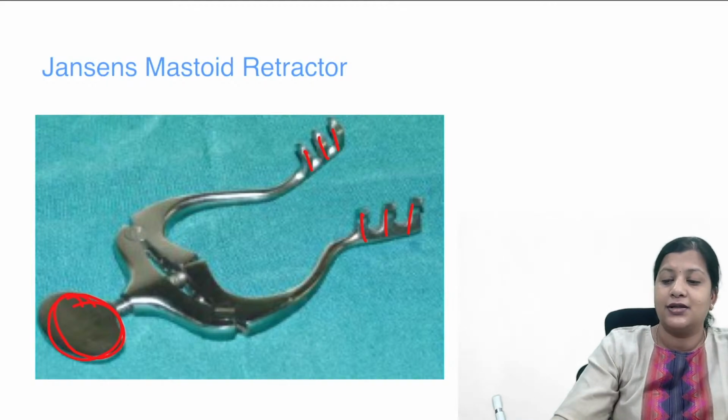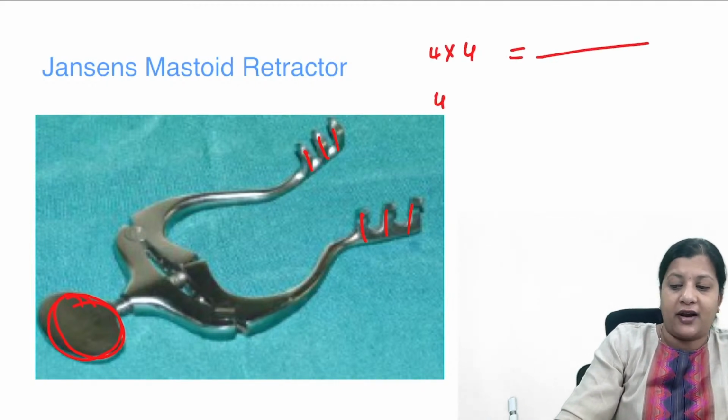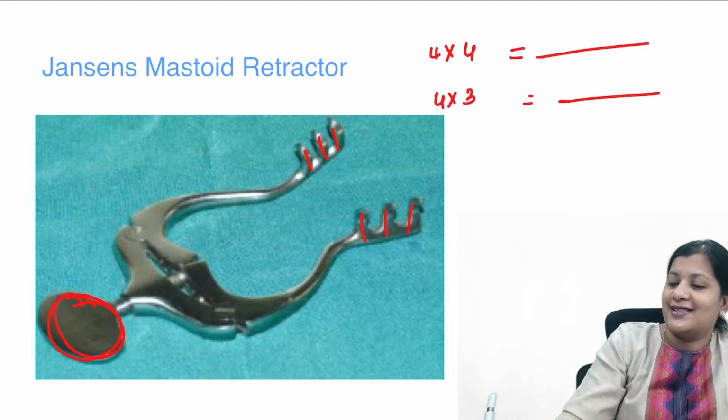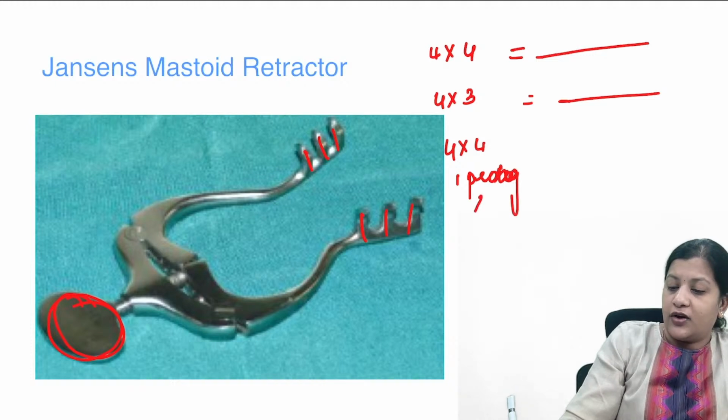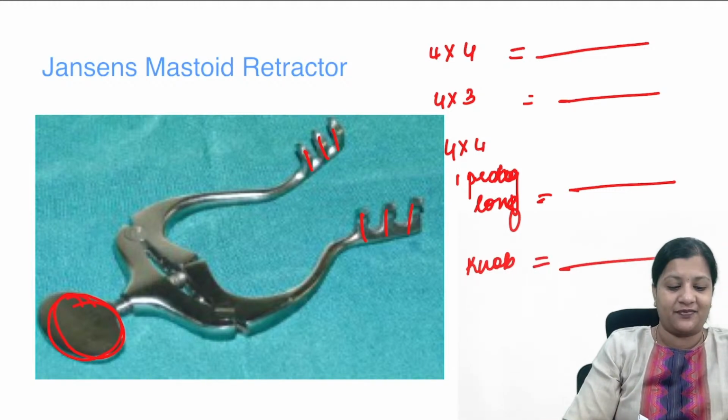All of you will answer to me in the chat box. 4 into 4. What is the name of the retractor? 4 into 3. What is the name of the retractor? 4 into 4 plus, but one prong is longer. What is the name of the retractor? And if you have got a knob instead of the handle, what is the name of the retractor?